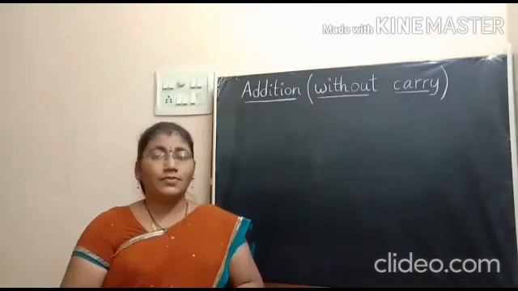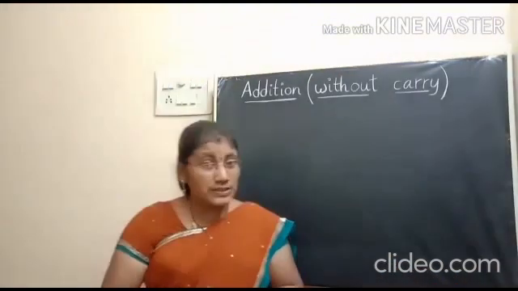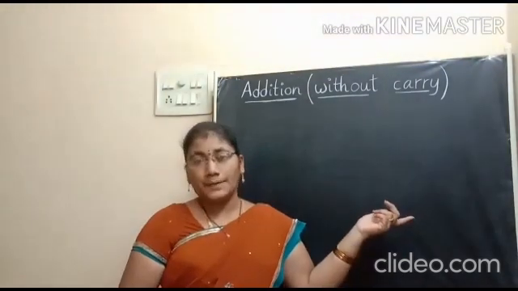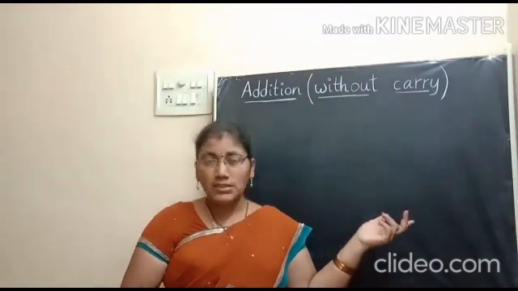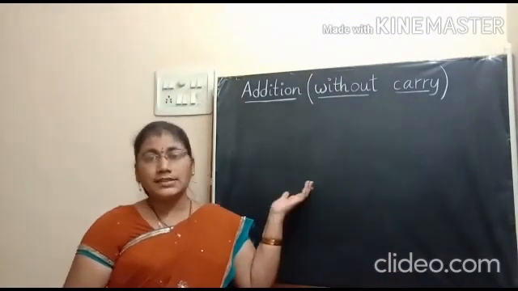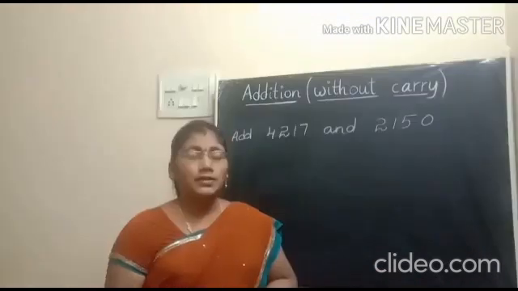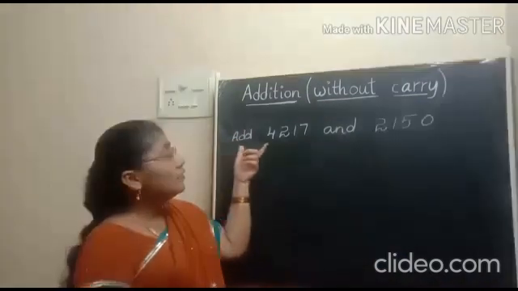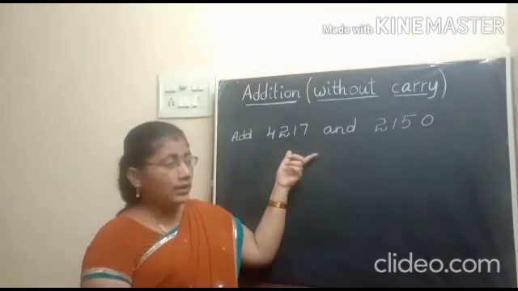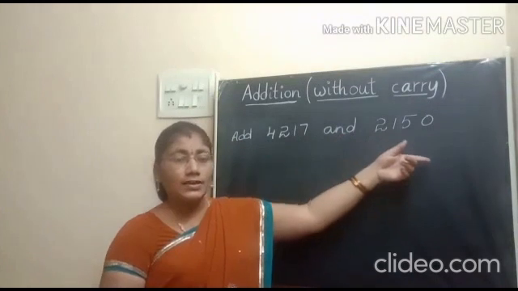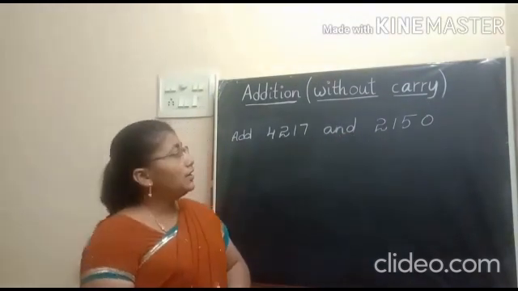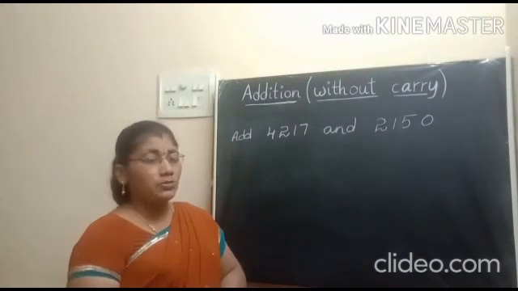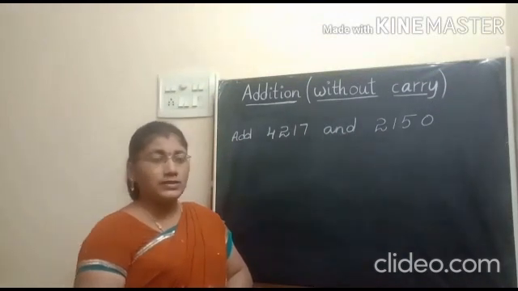Understood, children? Now, we are going to discuss addition of two numbers without carry. Let us see some examples for better understanding. The first example is add 4217 and 2150. Here I am taking two 4-digit numbers.